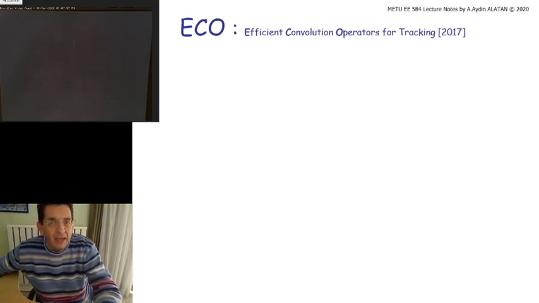One of them is called efficient convolution operators for tracking, called ECO in short.